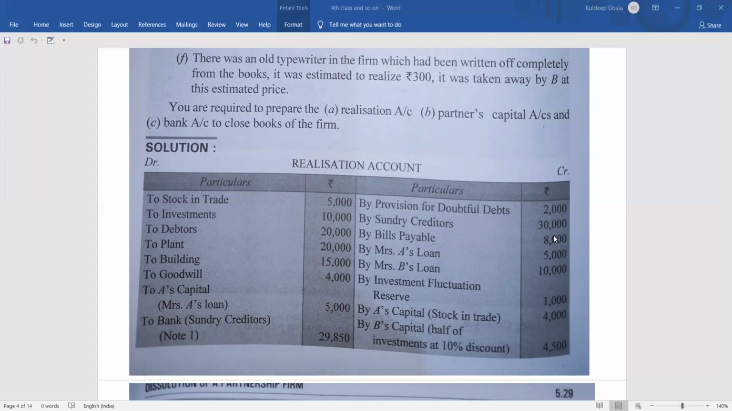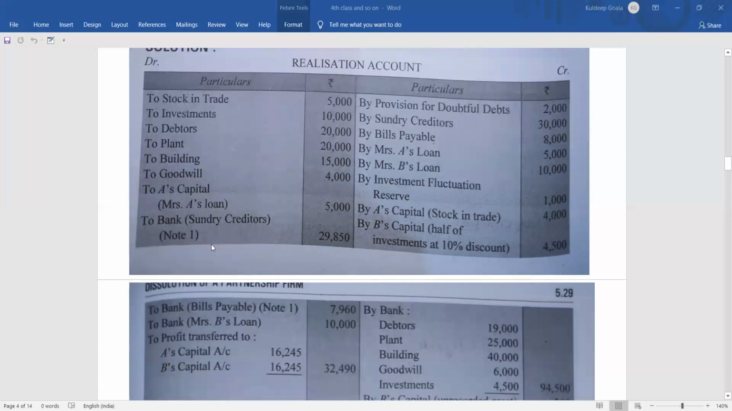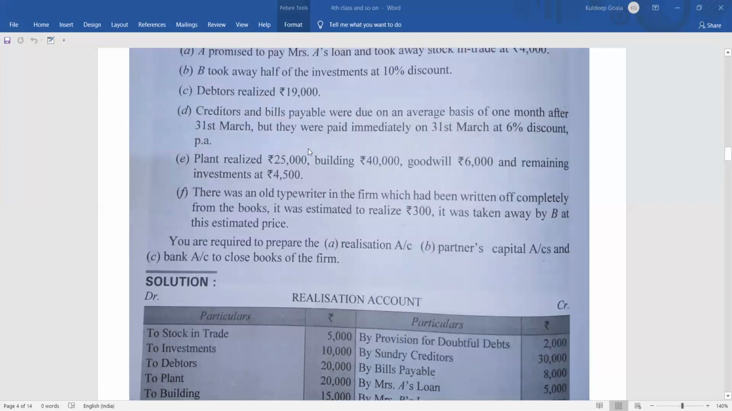The journal entry will be like this. Realization account debit to bank. So you can see that realization account debit side to bank. First of all, we are paying the creditors. Now, one important thing was that it was mentioned per annum discount, 6% discount per annum. Per annum is a very tricky and interesting thing, that is the word per annum. So you have to be very careful. If you skip this thing, that will be a total mistake.